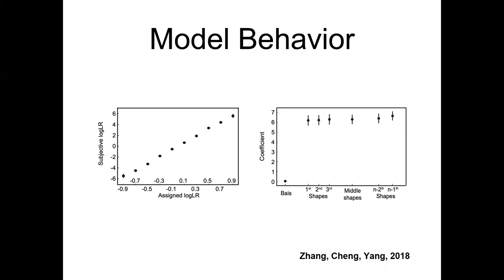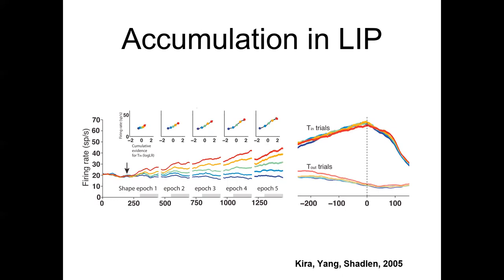The next question is whether the neurons in the model, whether the units in the model, behave like the neurons in the monkey. And here is a plot from the original monkey paper to show how LIP neurons accumulate information. You can see after each shape, the first, second, third shape, the neuron's firing rate encodes the total log likelihood ratio at each epoch. So you can see when the log likelihood ratio is larger, the neuron's response increases faster. When the log likelihood ratio is weak, the neuron's response stays the same or even decreases a little.